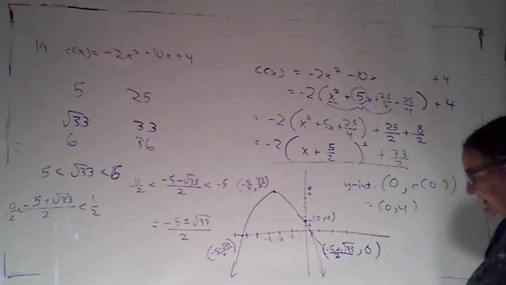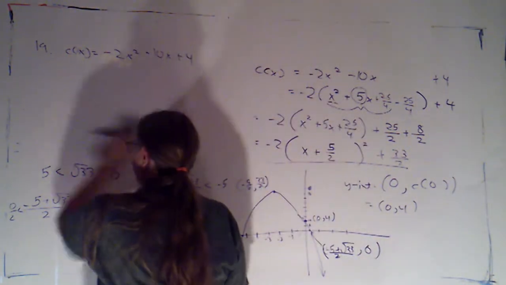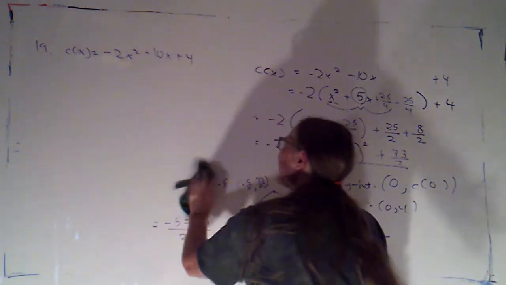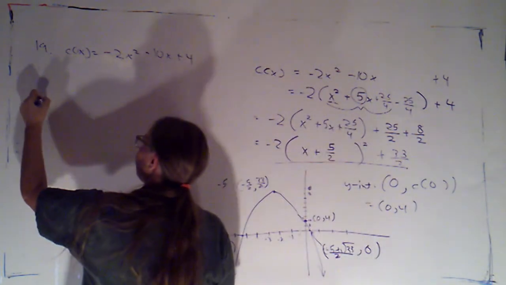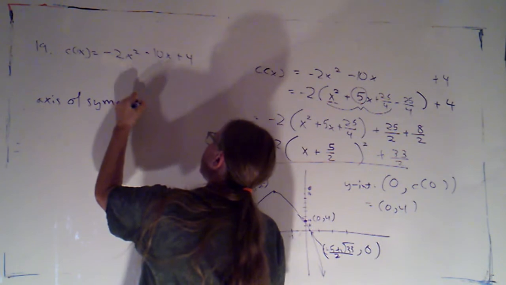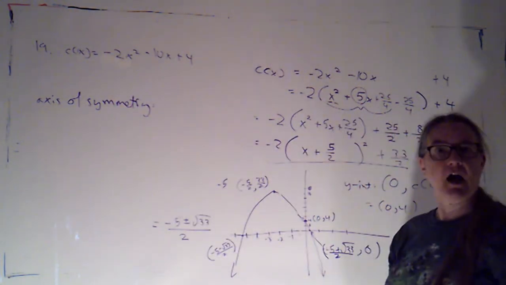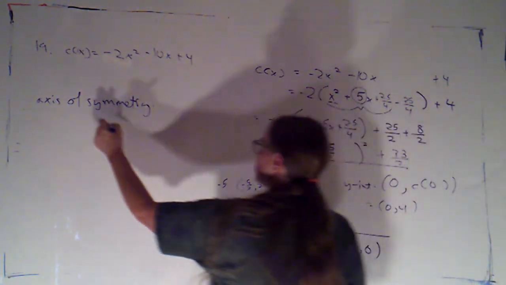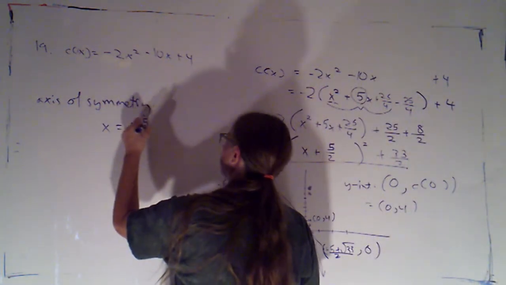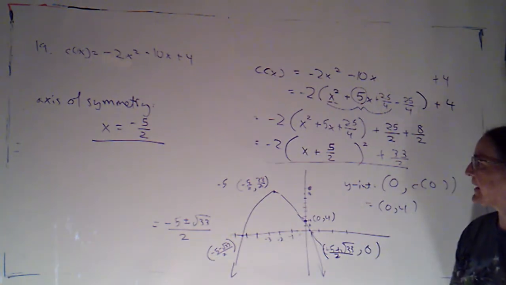Okay, let's see. We were asked to find several other things. Let's hope I can remember them all. The axis of symmetry. Remember, that's just the vertical line that cuts this into two equal pieces. So that's the vertical line through the vertex. It's the vertical line whose x value is the x value of that vertex.